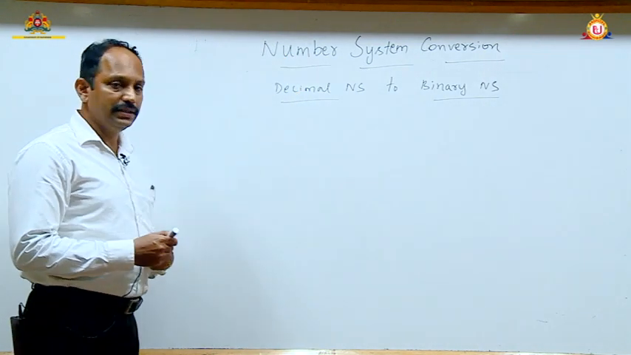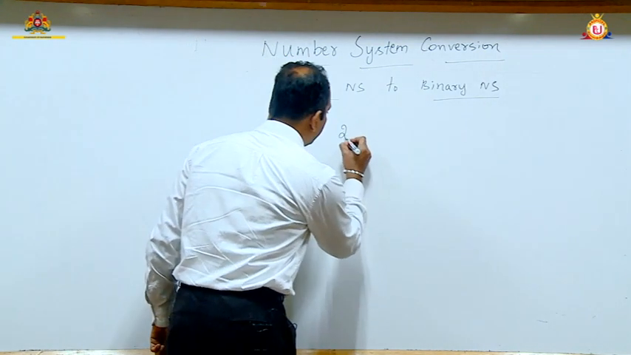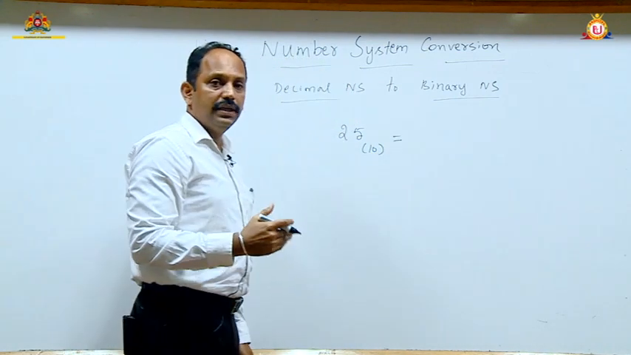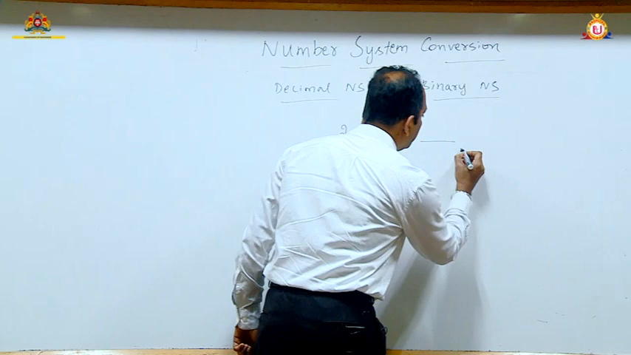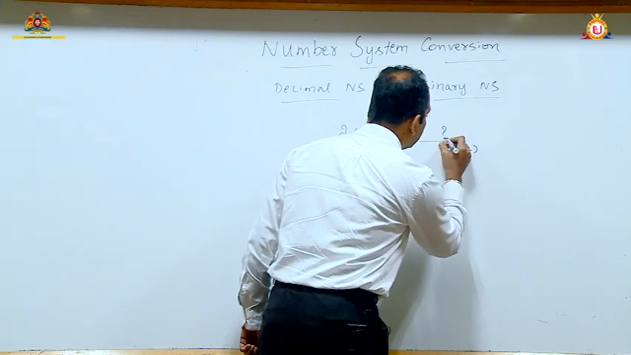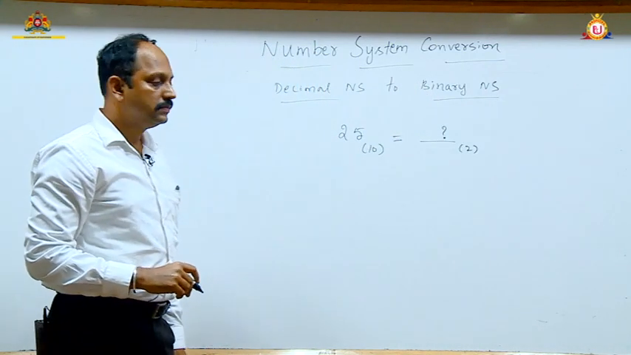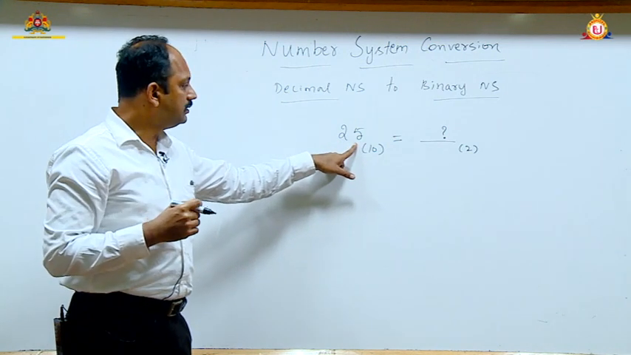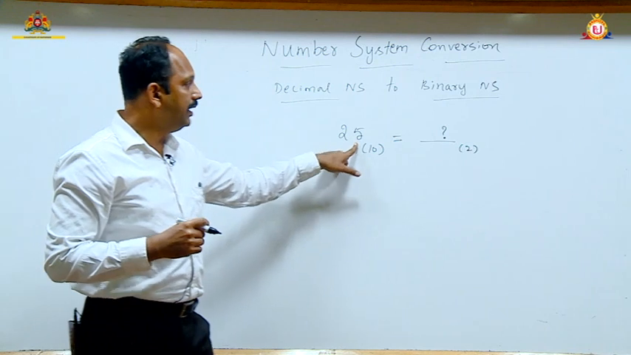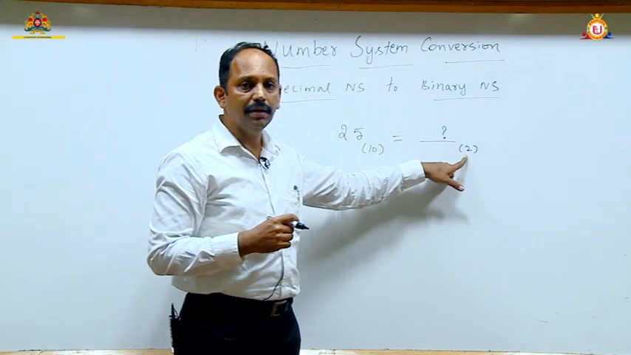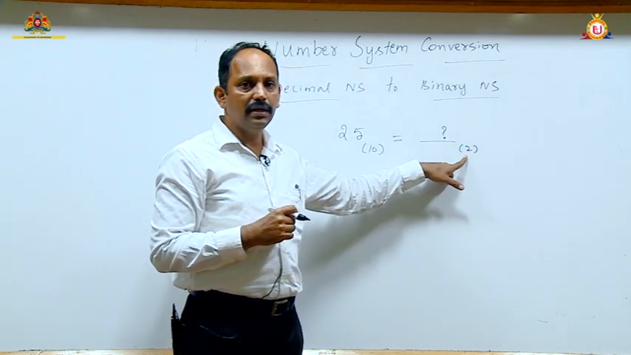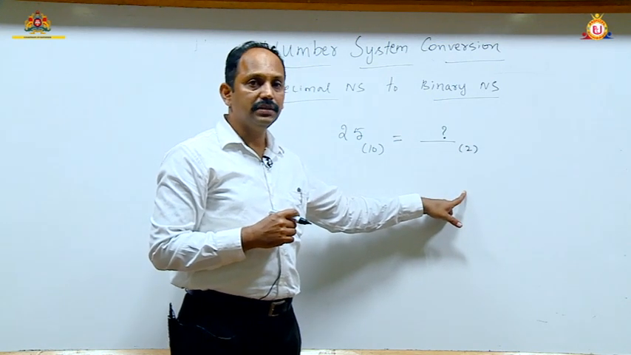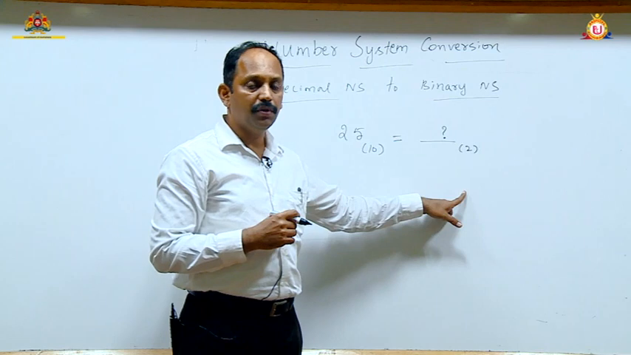The decimal number is 25. How is it converted into a binary number system? So the 25 is continuously divided by the base of the binary number system, and the remainder is noted in the respective stages of the calculation process.